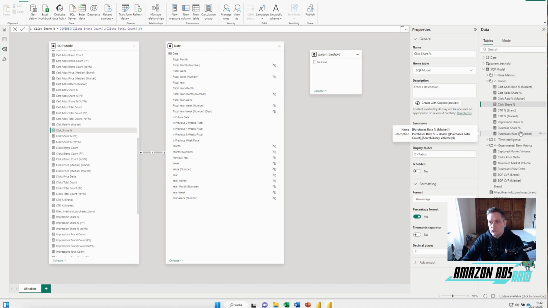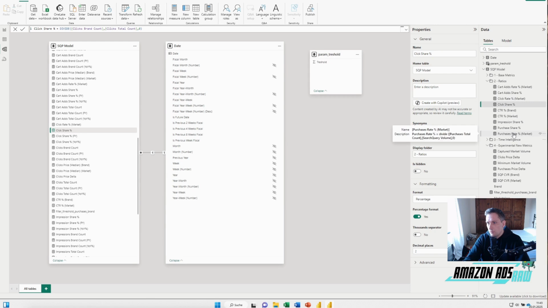That means click share is defined as my brand count clicks for the weeks I'm looking at, divided by the total clicks for the weeks I'm looking at. Otherwise, if you use the click share that comes with the report and look at it over 3 weeks, you'll get the average or median of these 3 weeks, and this doesn't make sense. So you want to have this calculated. Click share, impression share, purchase share, cart ads share: those are important to me.